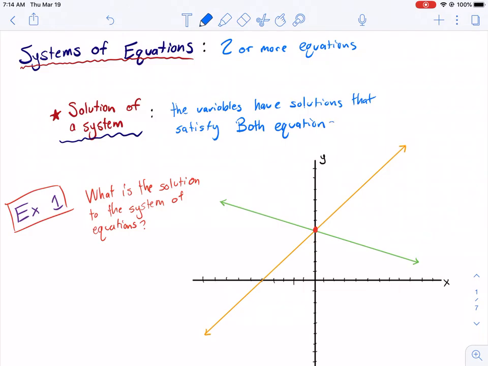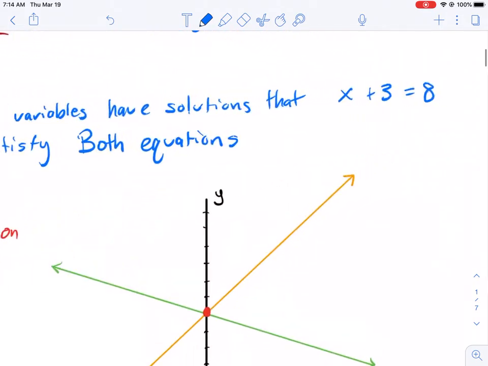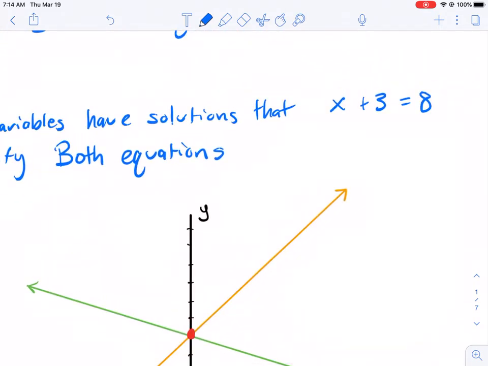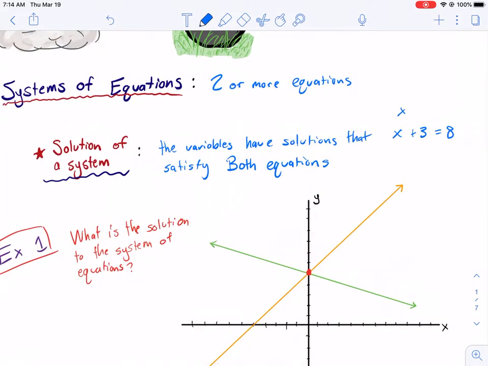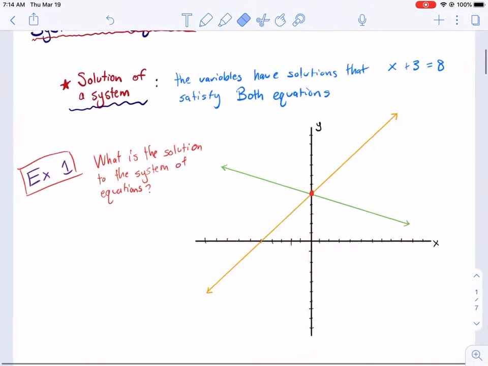Okay? So normally if we have something as simple as x plus 3 equals 8, we know that x equals 5. Okay? So if we have two equations, we need to have the number that we find for x and y be true for both equations, okay? So we're going to see an example of what that looks like in just a moment.